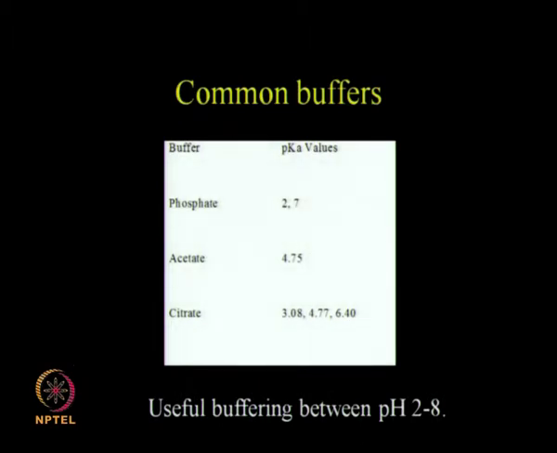So what are the common buffers we use? We use phosphate, acetate and citrate. Phosphate we can work at pKa 2 or 7, acetate at 4.75, citrate at 3.08, 4.77 or 6.4 pKa values. Ideally you should buffer between 2 and 8, more on the acidic side, so that you are able to keep your pH within that range.